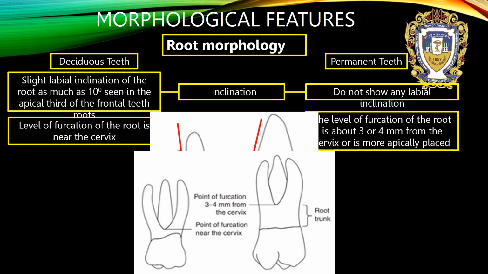Schematically, it looks like here. Point of furcation in temporary teeth is near the cervix. The point of furcation of permanent teeth roots is 3-4 mm from the cervix.